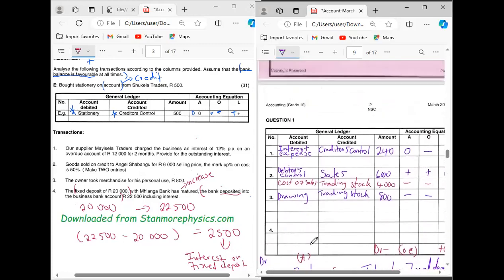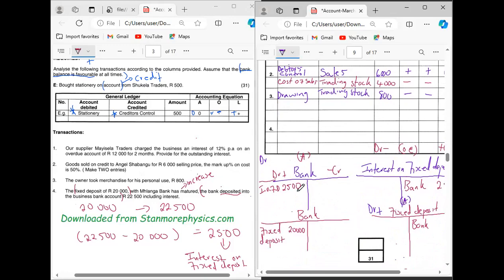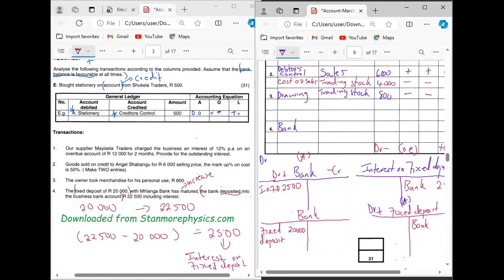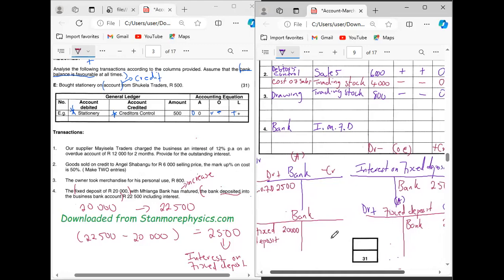And then account debited, the first account to be debited will be our bank account. Then we're going to write it's bank account, and then followed by account credited. Account credited, it's our interest on fixed deposit, guys. And because I don't have enough space, I'll just write interest on fixed deposit. And then now let's put the signs. This bank is classified as an asset, plus or minus? Plus. How much is the amount first? It's 2,500.